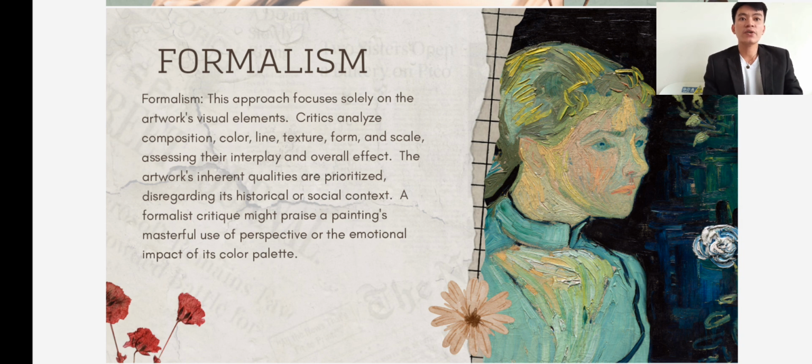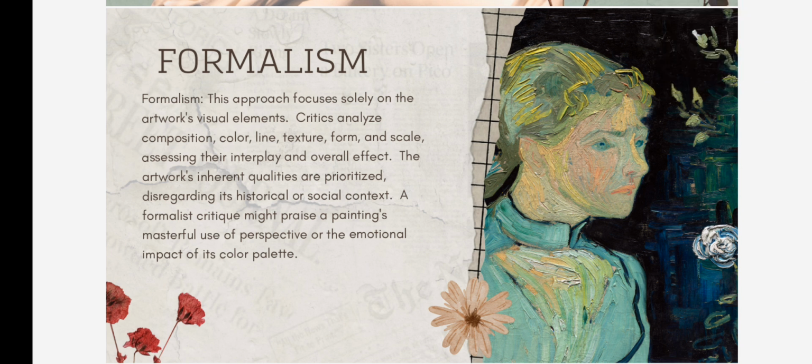Formalism focuses solely on the artwork's visual elements. The critics analyze the composition, color, line, texture, form, and scale, assessing their interplay and overall effect. The artwork's inherent qualities are prioritized, disregarding its historical or social context. A formalist critic might praise a painting's masterful use of perspective or the emotional impact of its color palette.